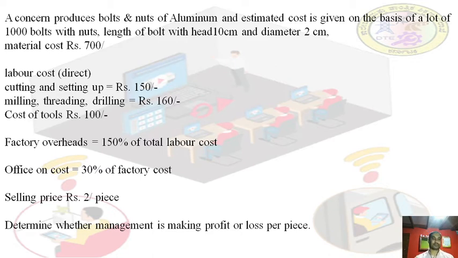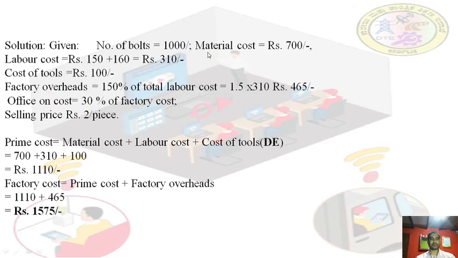So the prime cost is given by the number of bolts is 1000, the material cost is rupees 700, and the labor cost, you have to add both these, it will become 310. The cost of tool is 100 rupees. The factory overhead is 150% of the total labor cost. It is 1.5 times the total labor cost of 310, so that will become 465. Office on cost is 30% of the factory cost. Just you need to calculate that. Selling price is 2 rupees per piece.